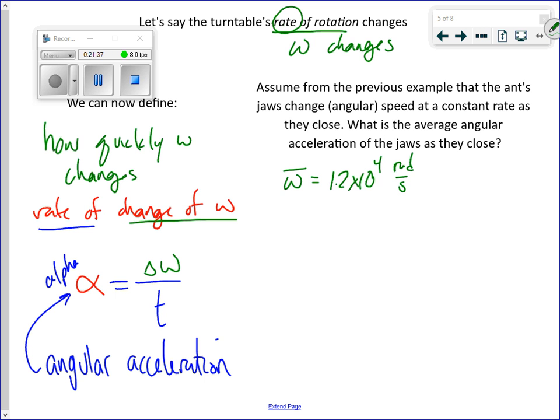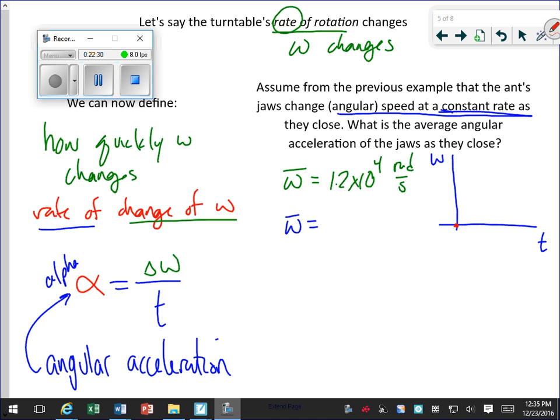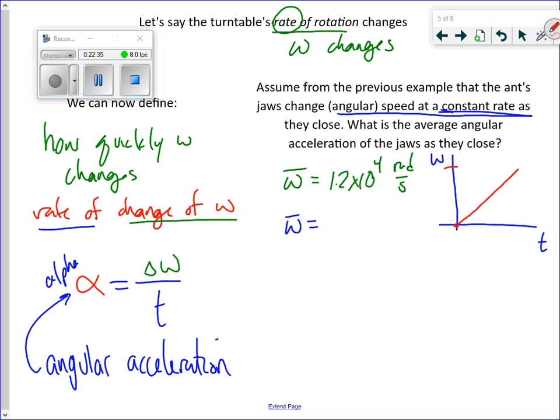All right, well, that's the average. Now remember, the average of any two values, especially if the ant's jaws change angular speed at a constant rate. Let's assume that the jaws start at rest and then they get faster at a constant rate, and they get to some omega final. Here's omega naught. Well, the average is this.